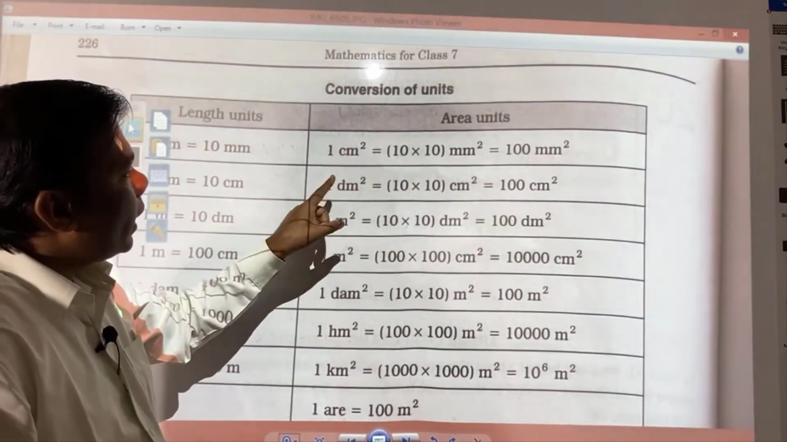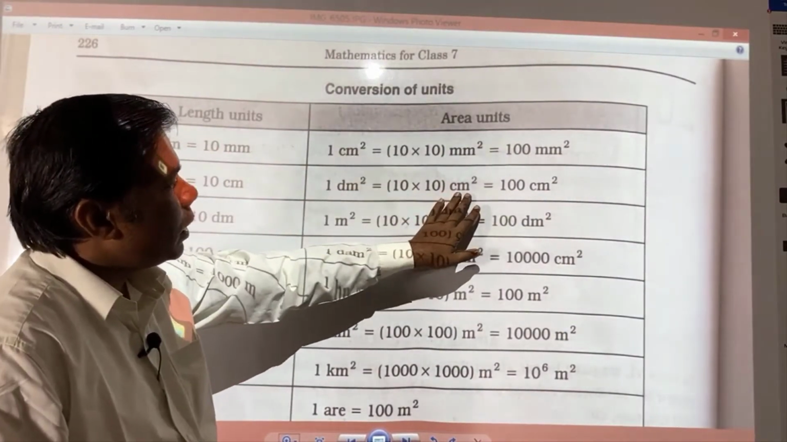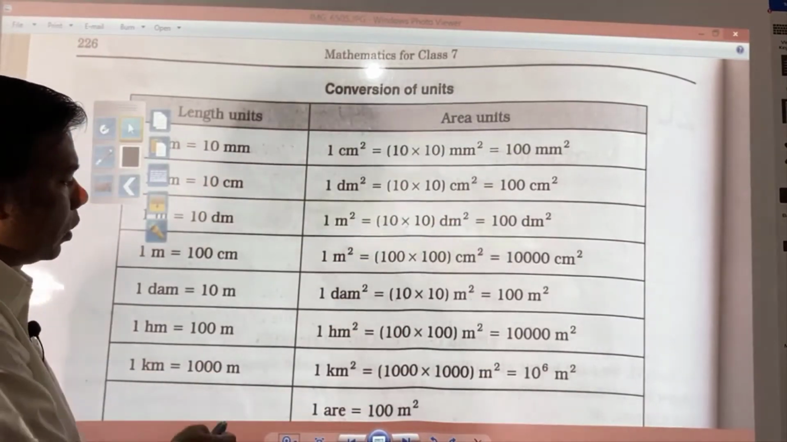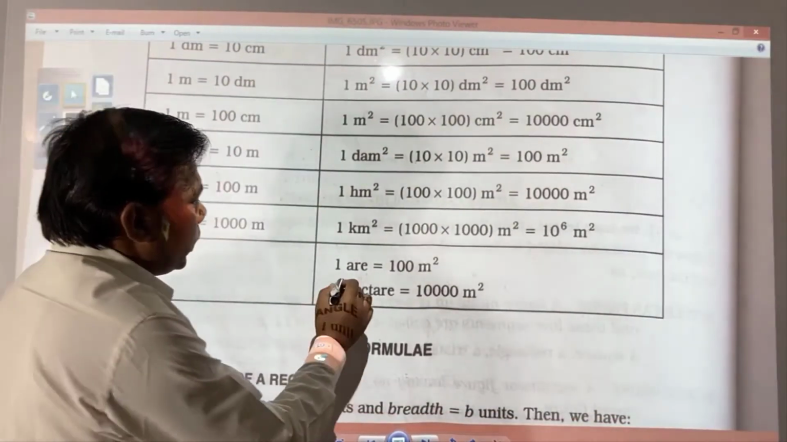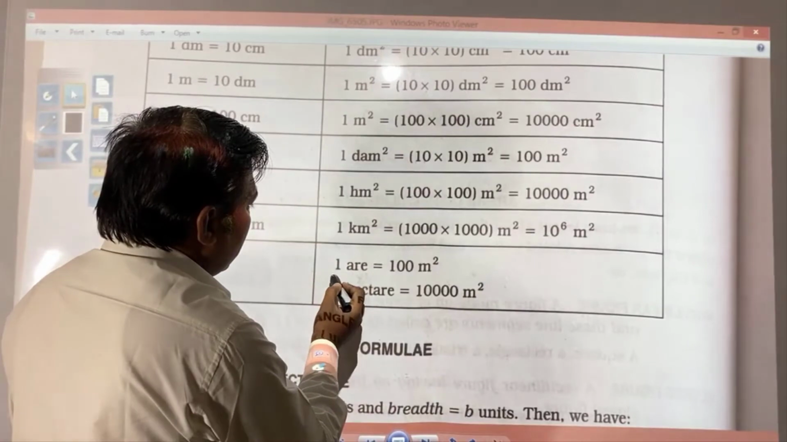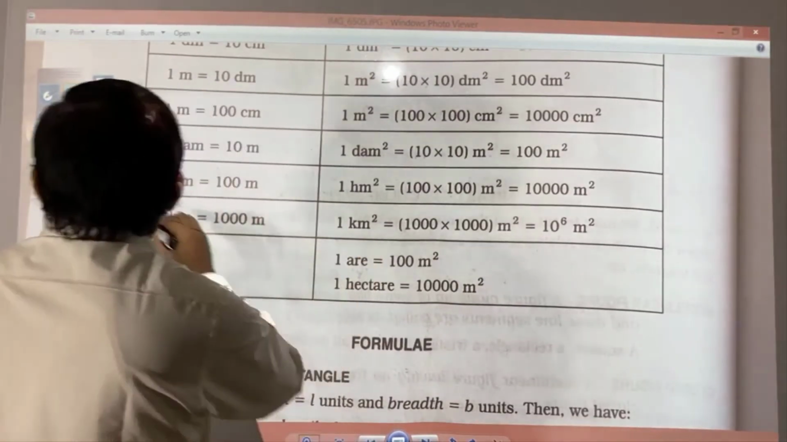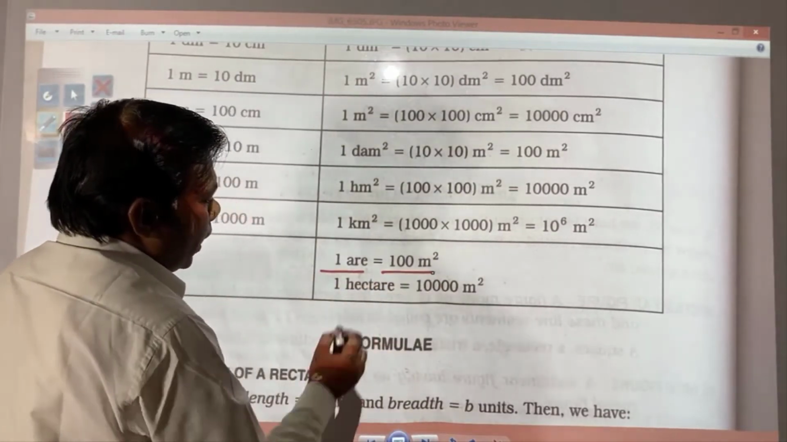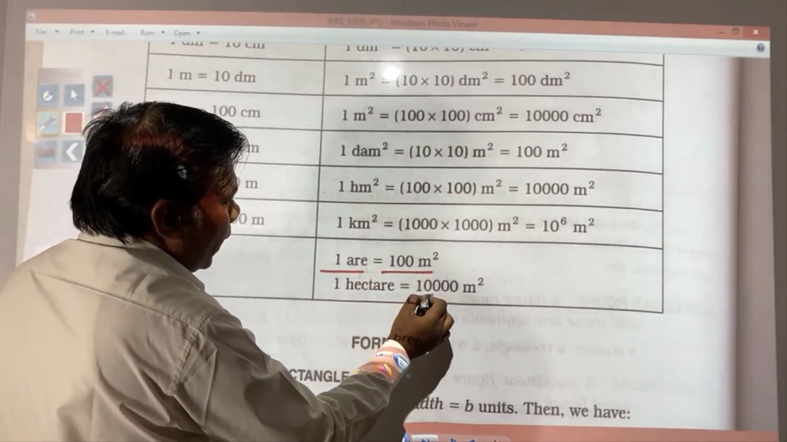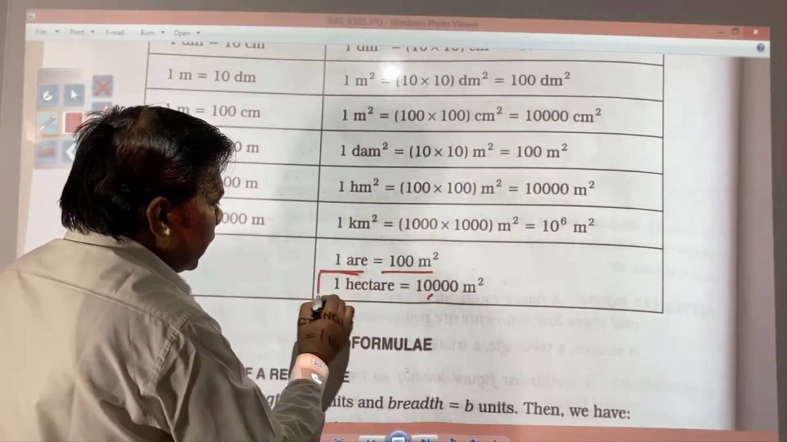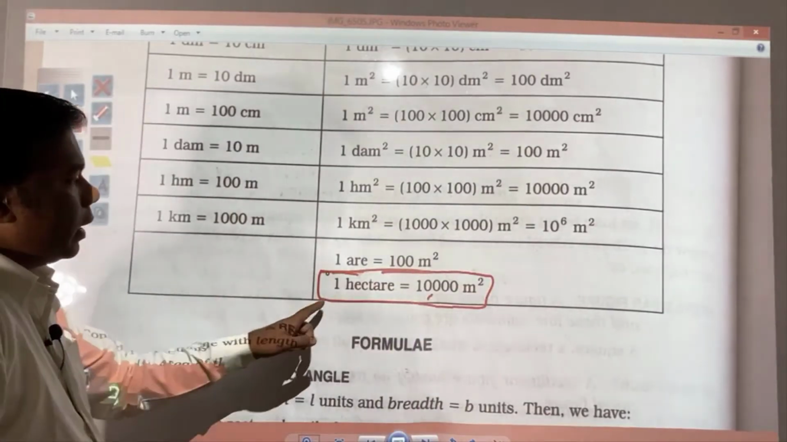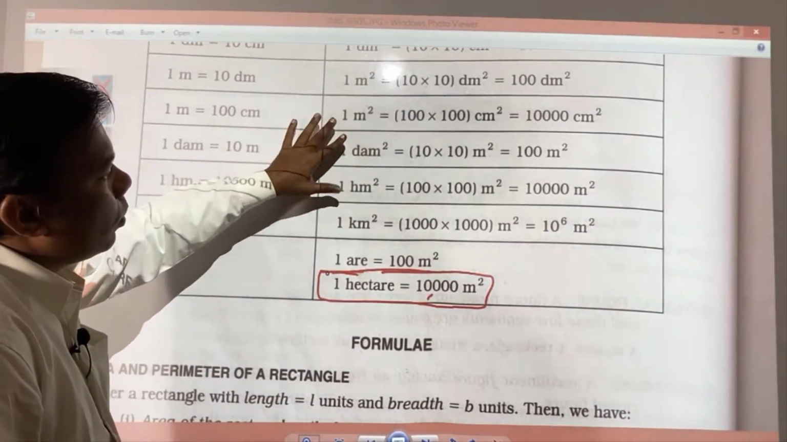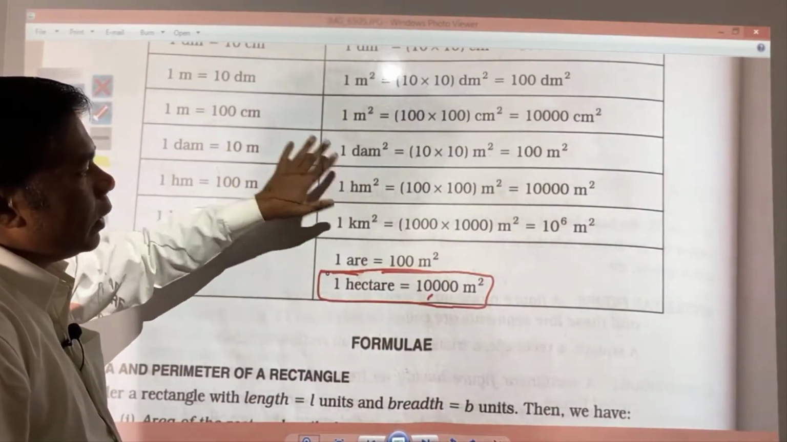In the same way, 1 decimeter square is required to be converted into centimeter square. 10 into 10, that will be 100 centimeter square, and so on. So you must know these things. This you see, this is the unit for area, the metric system of units of area. 1 are is equal to 100 meter square, and in the same way 1 hectare is equal to 10,000 meter square. This especially is very important to remember. 1 hectare is equal to 10,000 meter square. So all these things you must go through properly, and you must learn them by heart, you must remember this.